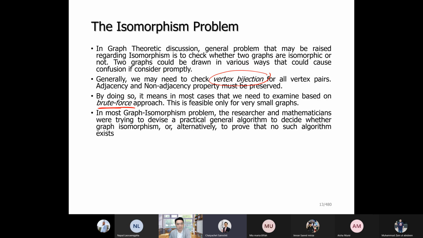In most graph isomorphism problems, researchers and mathematicians have been trying to devise a practical general algorithm to decide whether graphs are isomorphic, or to prove that no such algorithm exists. I'm not sure whether you could come up with an algorithm that proves it is possible, perhaps in your research in the near future, if you're interested in graph theory as well as the isomorphism topic. This is very fascinating, but eventually it requires brute force to check if you have a big graph.